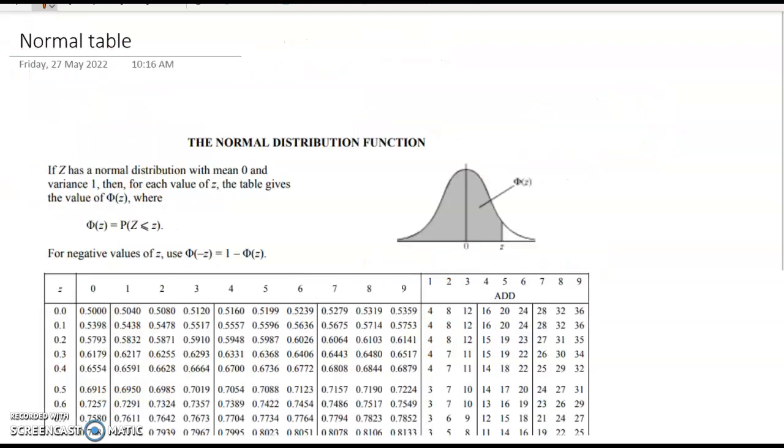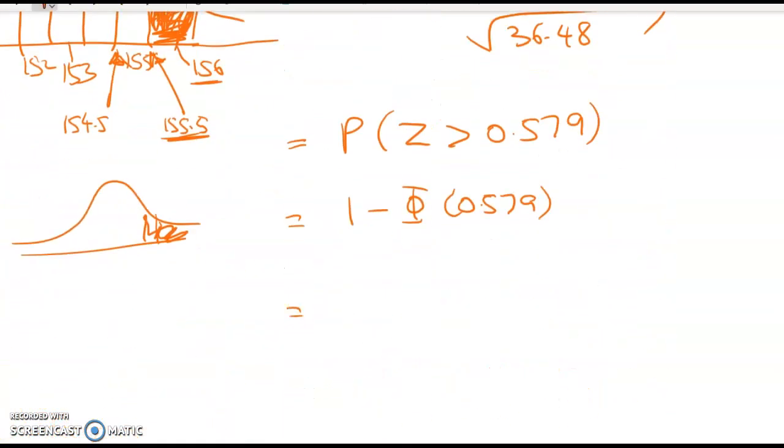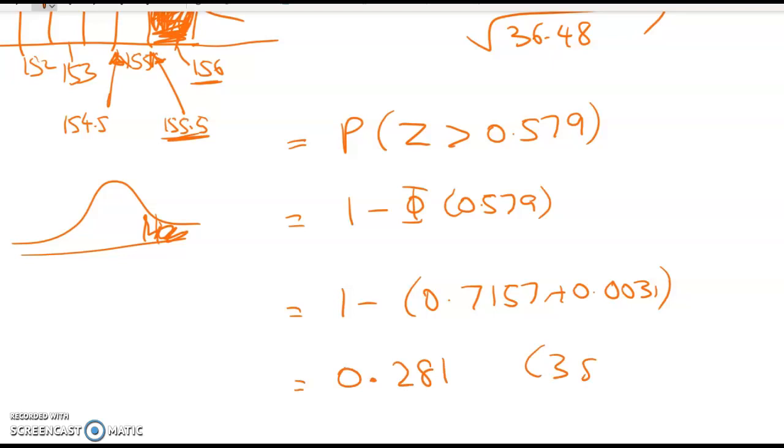Hopping over to my normal table, I've got 0.57 here, and I need to add on the 9, so it's going to be this plus this. Where's it gone? Okay, so that's going to be 1 minus 0.7157 plus 0.0031, and that gives me my final answer of 0.281 to 3 significance figures.